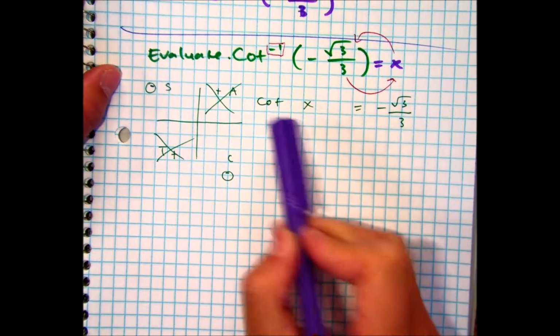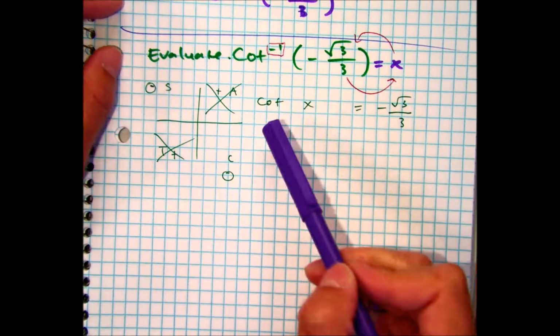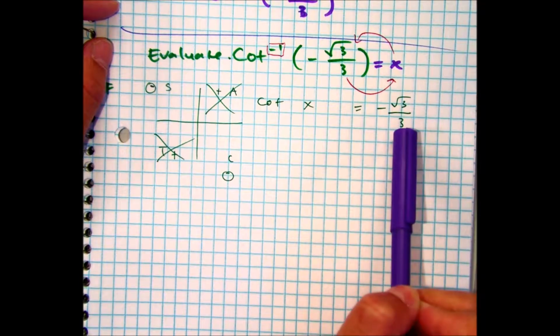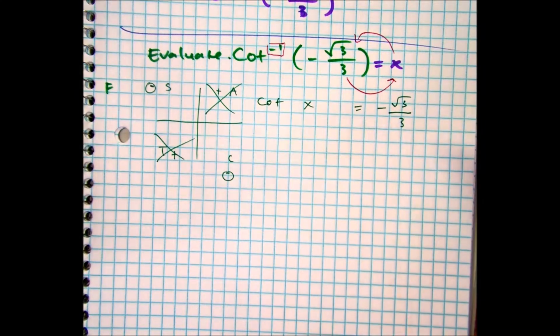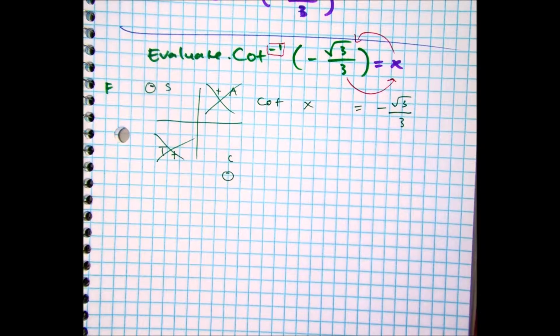Okay, so now that I think about it, negative radical 3 over 3 is not on my unit circle. So I have to do something to it. What did you guys do? There's a couple of ways you can do this problem. Anyone? Okay, you could rationalize.